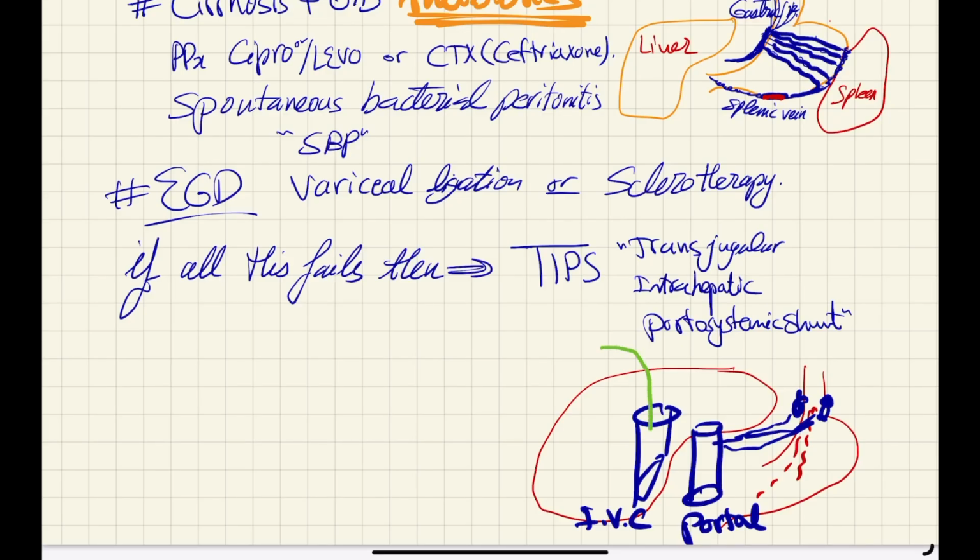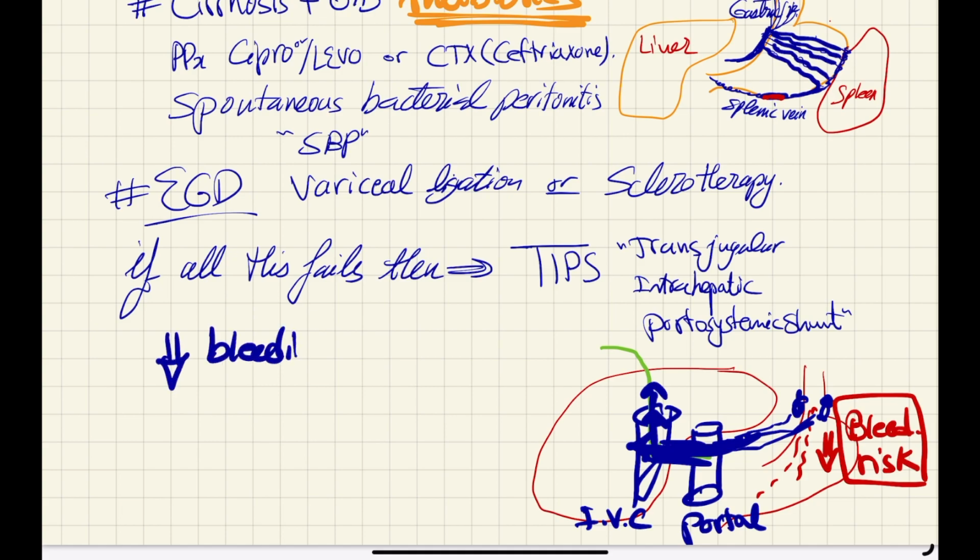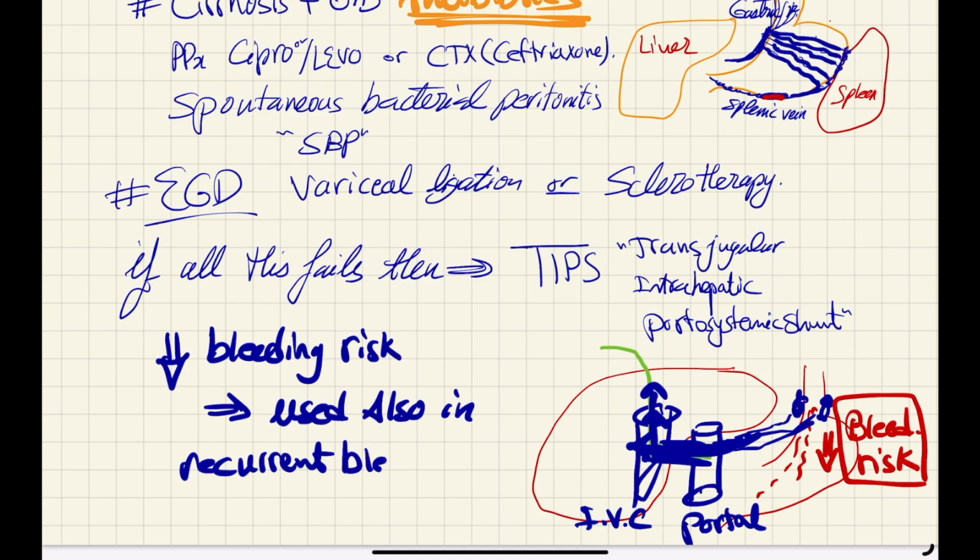In the TIPS procedure, we insert the catheter through the jugular vein into the inferior vena cava, and then we connect the inferior vena cava with the portal vein, and this will decrease the pressure within the portal vein. However, this will increase the risk of hepatic encephalopathy, as ammonia is not cleared by the liver, so we are bypassing the liver. However, we use TIPS in recurrent variceal bleeding or persistent variceal bleeding.